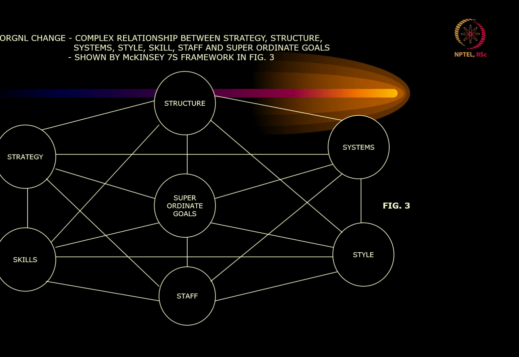So, you have superordinate goals in the center, you have the strategy and the structure. This is complemented by the other 5 S's, that is the systems, style, staff and skills. All this leading to the superordinate goals in the center.